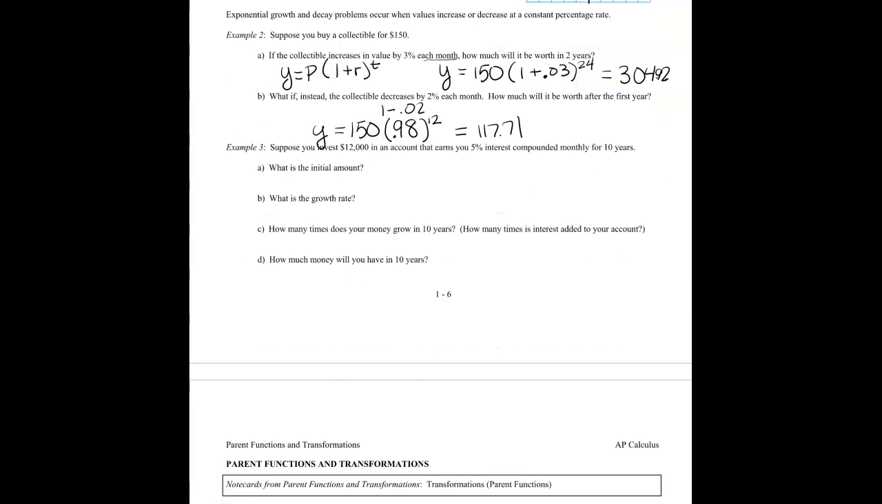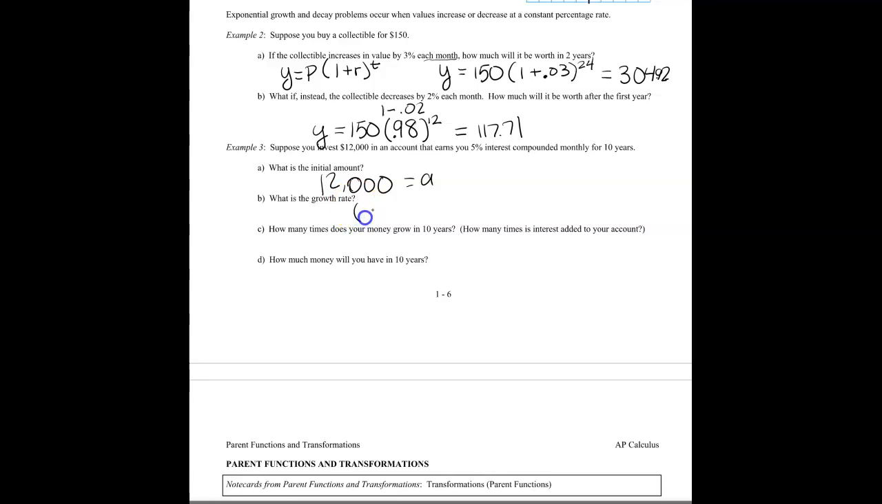All right, so the next part should be pretty straightforward. The first thing that this question asks for is the initial amount. So it says, suppose we invested $12,000 in an account that earns us 5% interest compounded monthly for 10 years. So the initial amount is what we invested, that $12,000. So that's going to be my A. My growth rate, that's a little bit trickier.